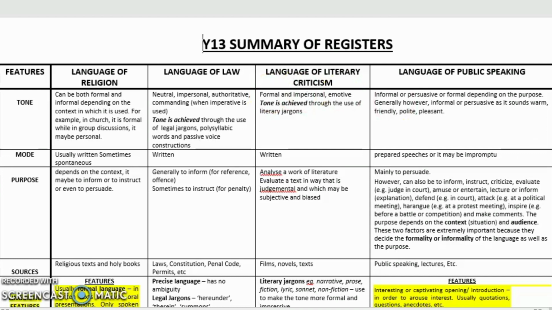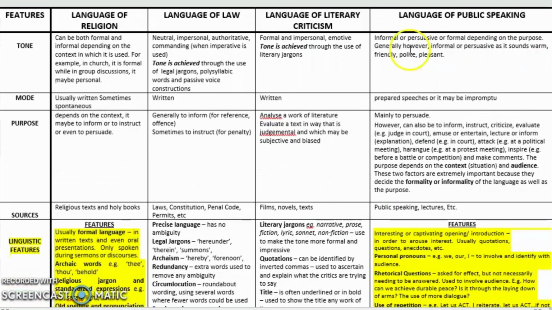Okay, moving on. Now, language of law or legalese, the tone is neutral, impersonal, authoritative, commanding. Once again, neutral, so there wouldn't be any bias in the tone. There'll be a lack of personal pronouns and a lack of emotive language, so it will be impersonal. Authoritative and commanding is when imperative verbs are used. If you remember your language of instruction from year 11, there are a lot of imperative verbs used, and imperative verbs are commanding verbs.